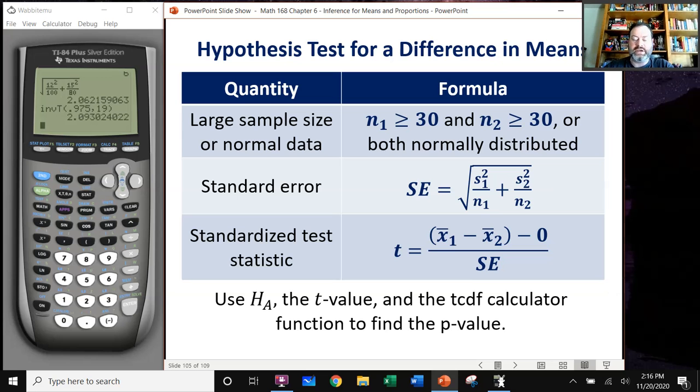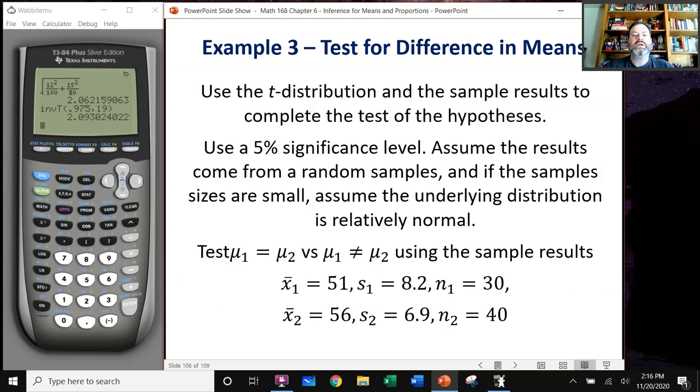covered in previous sections. So use the t-distribution and the sample results to complete the test of the hypotheses. So we're going to use 5% significance. We're assuming random samples, and if the samples are small, we're assuming the distribution is normal. These samples are both large, so the underlying distribution doesn't matter, right? Both samples are above 30.